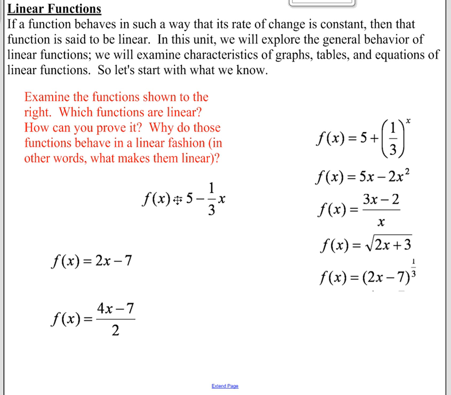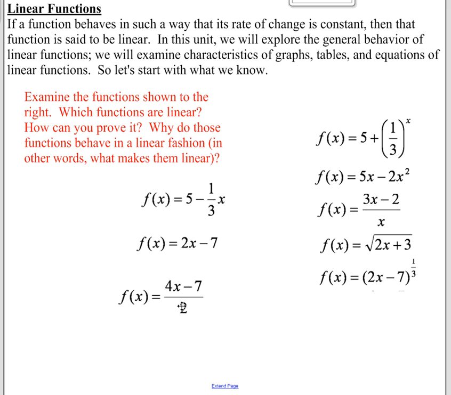So this one, for example, could say I have $5 and I lose $1 every 3 days, and I can calculate my total money by figuring the number of days and then multiply by the rate and subtract it from 5. Here I can see that I start with $7 debt, and I'm paying off my debt at $2 every day, so I can figure out my debt by knowing the number of days. That'll tell me how many dollars I owe.